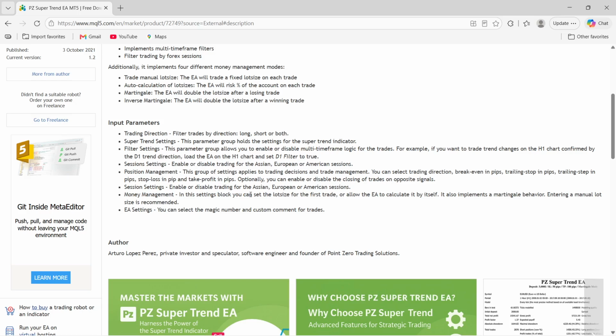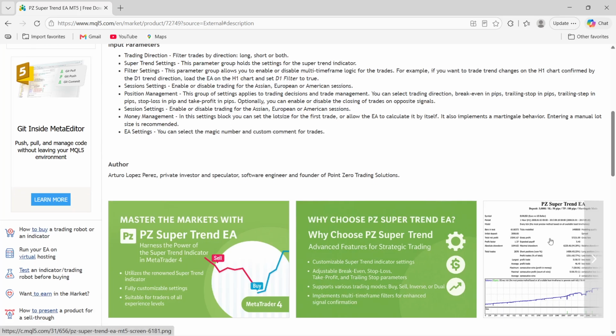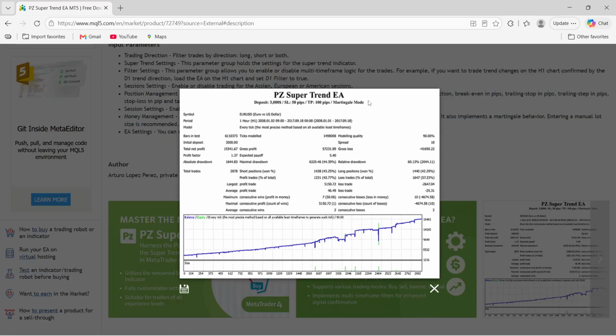All right, so let's take a look at the PZ SuperTrend EA strategy test. So you can see in the test, the developer used the EUR USD pair, 1 hour time frame, from 2008 to 2017, and the initial deposit was $3,000, and for that, he had a total net profit of $15,541.